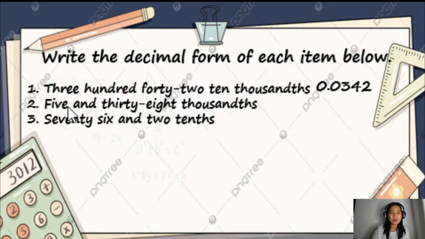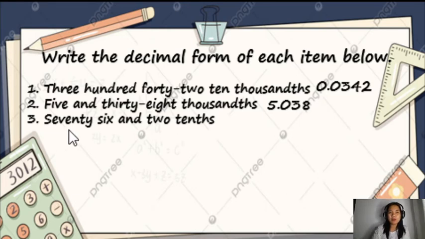Next, number 2. We have 5 and 38 thousandths. Meron tayong and. So, ito yung ating decimal point. So, ibig sabihin yung nasa left natin na 5, this is a whole number. So, 5 and 38 thousandths, so that is 5.038. So, ito ay 5 and 38 thousandths.